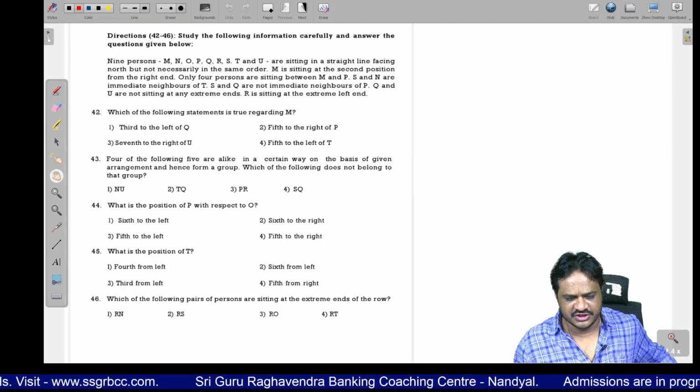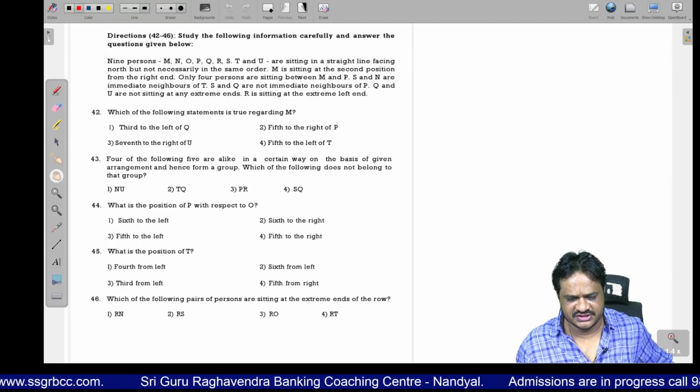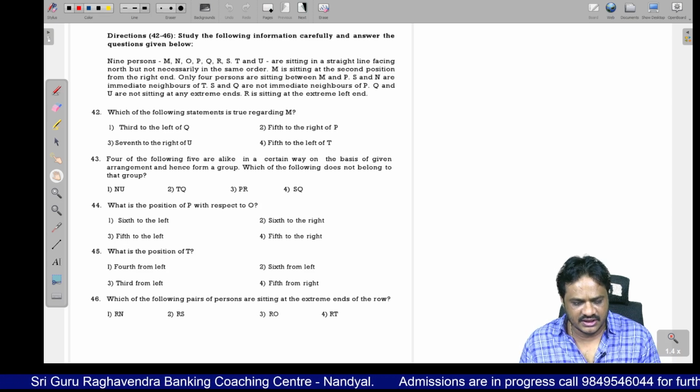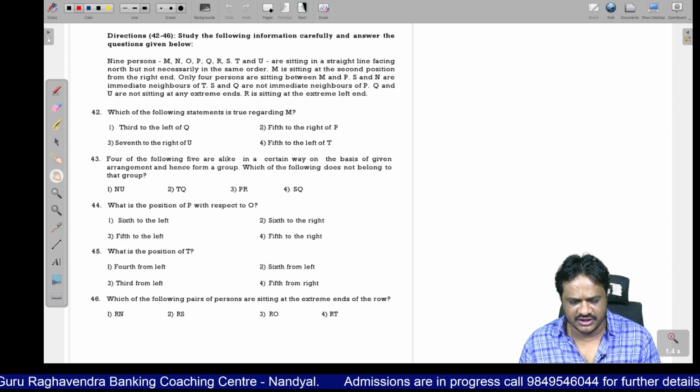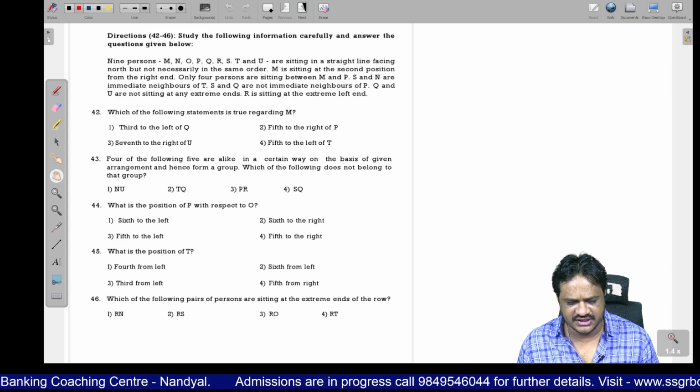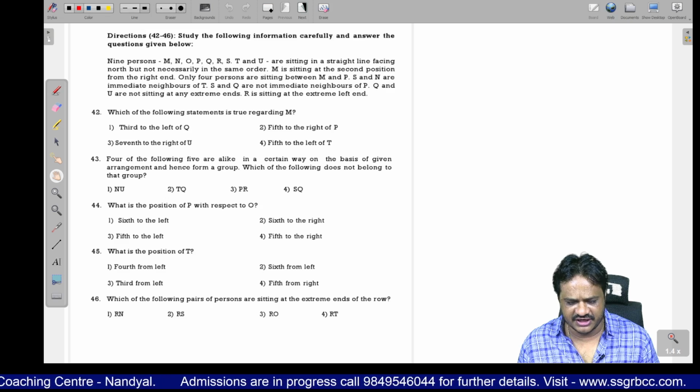Okay, see questions number 42 to 46. Study the following information carefully, then answer the given questions. 9 persons, M, N, O, P, Q, R, S, T, U, are sitting in a straight line facing north, not necessarily in the same order. M is sitting second from the right hand.